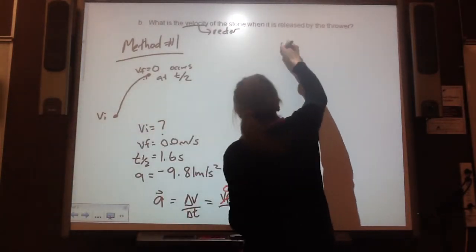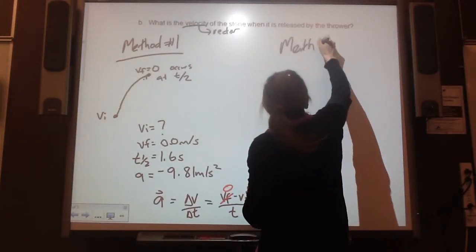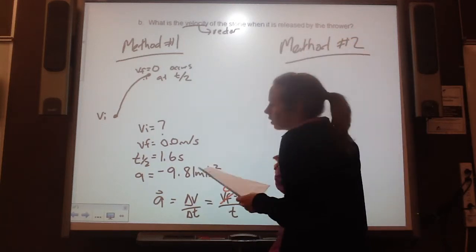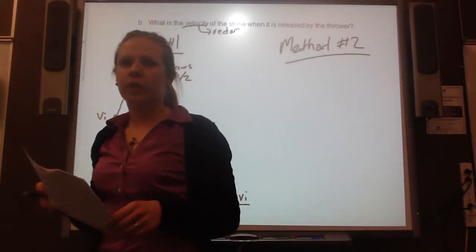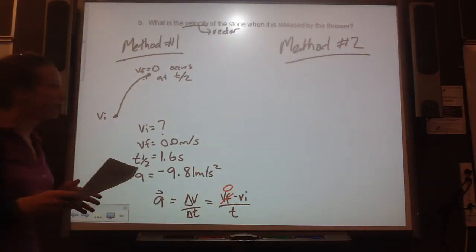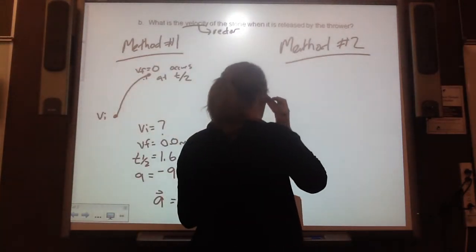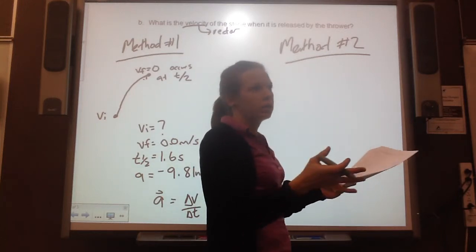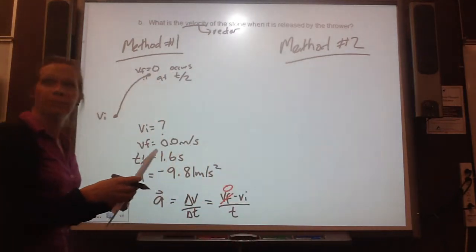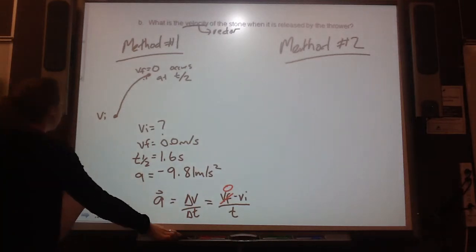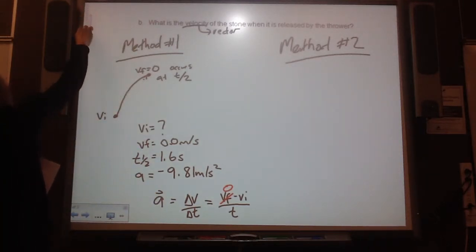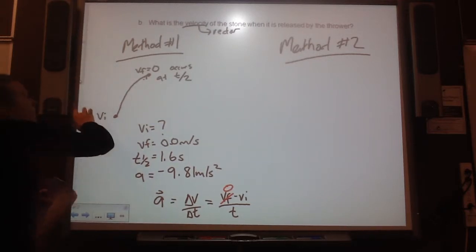Okay, method number 2. If you ran out of room, you could take another piece of paper or whatever. Method 2 is just a different way of looking at it. What? Just show if you have any. Yeah. If I can find it.